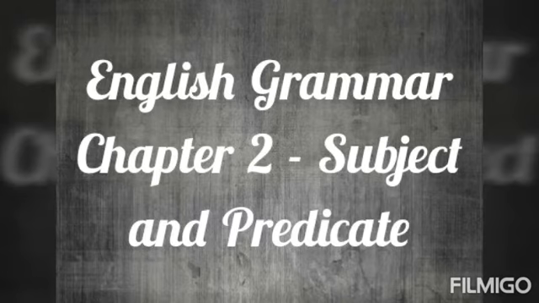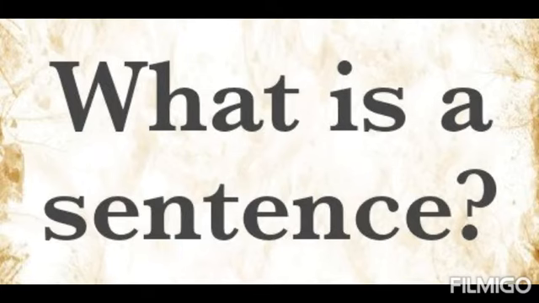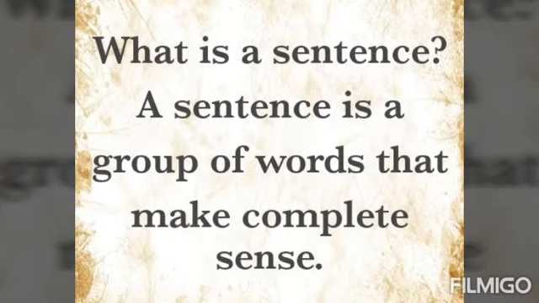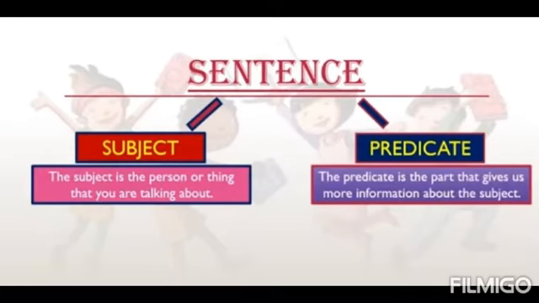This is the second chapter in your grammar book, that is subject and predicate. We already learnt about sentences, isn't it? What is a sentence? A sentence is a group of words that make complete sense. Okay, children. A sentence can be divided into two parts. They are subject and predicate.